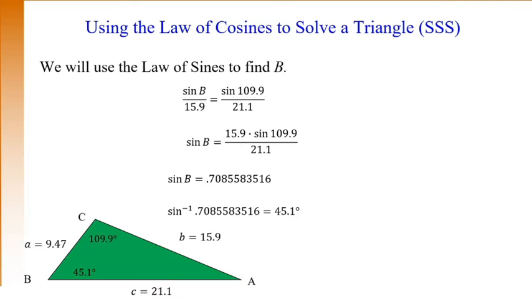Now, if we already have angle B and angle C, to find your angle A, we're just going to subtract from 180 degrees. So that is 25 degrees.